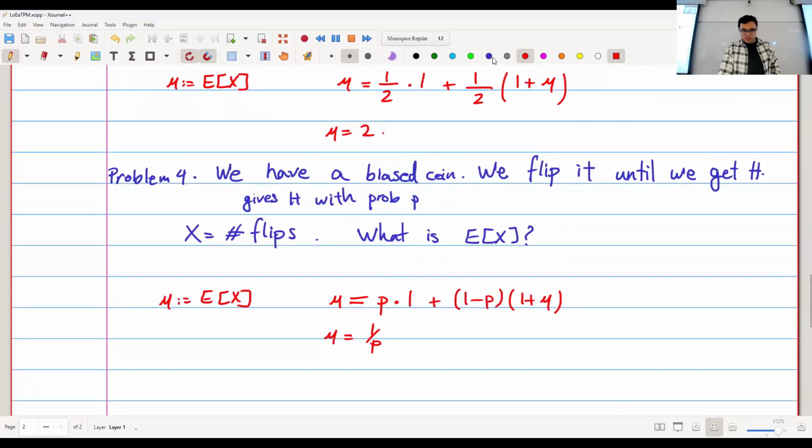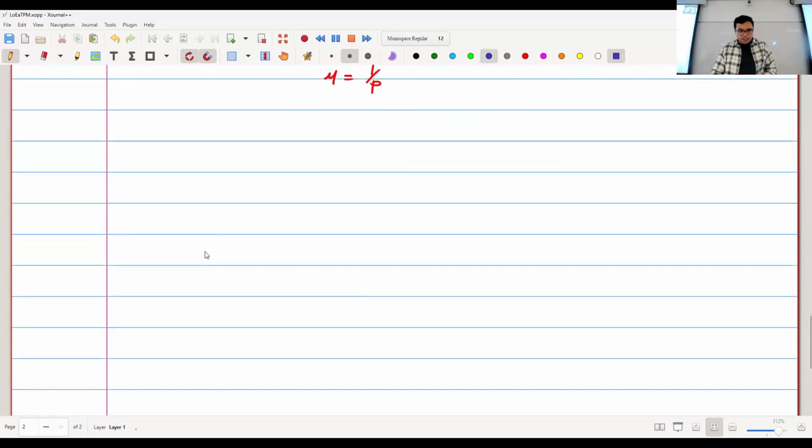So these problems were quite easy. Let's now make it a little bit harder. Problem 5. So this is our problem. It says that n people go to a party and each person has a hat.